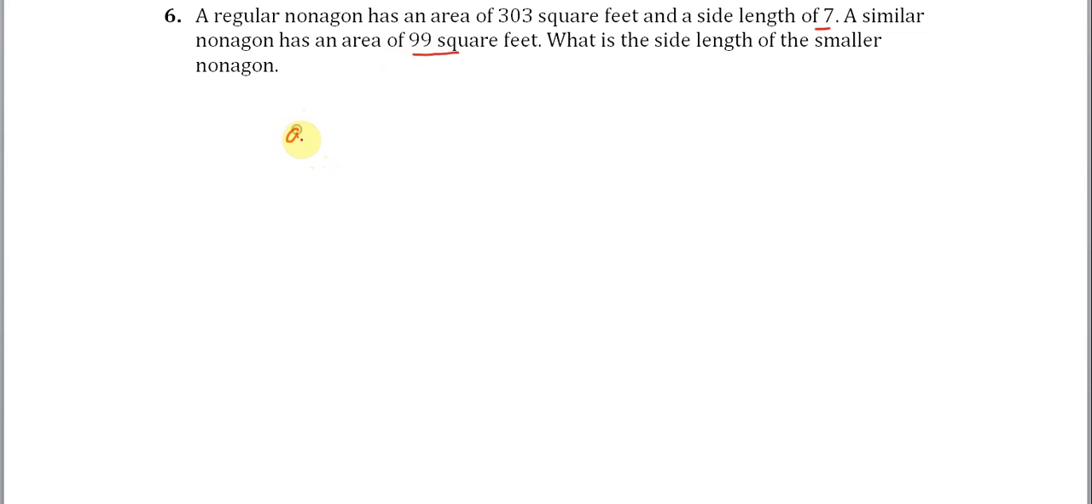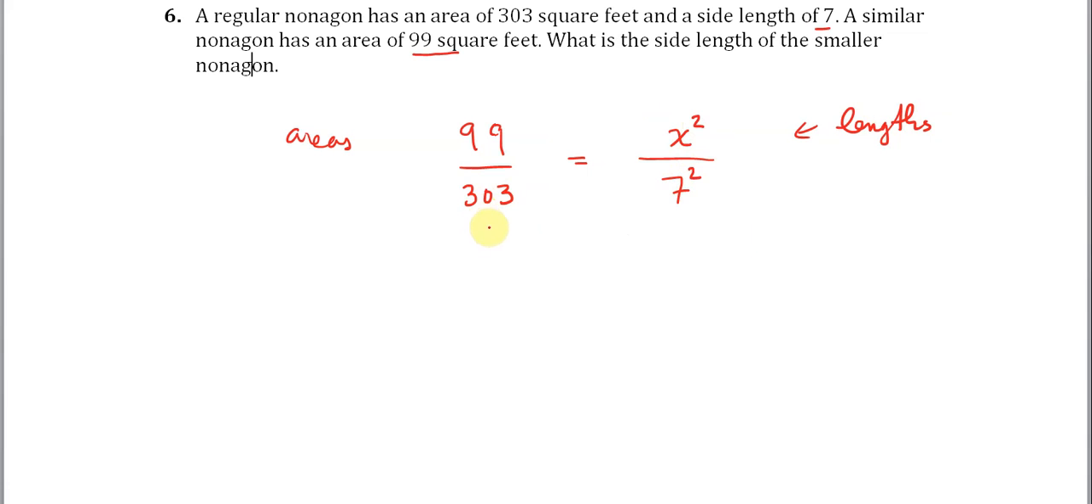Okay, so let's compare the areas here. So the area of the smaller one is 99 over 303. Okay, so the small one on top, bigger one on the bottom. The bigger one has a side length of 7, and we want to know what's the side length of the other, the smaller shape. Okay, so notice here what I have is a scale, but these are lengths that I'm comparing over here. So when we do that, we have to square these lengths in order for us to use them in a proportion with the areas. And doing so, now we can work out all of the details.